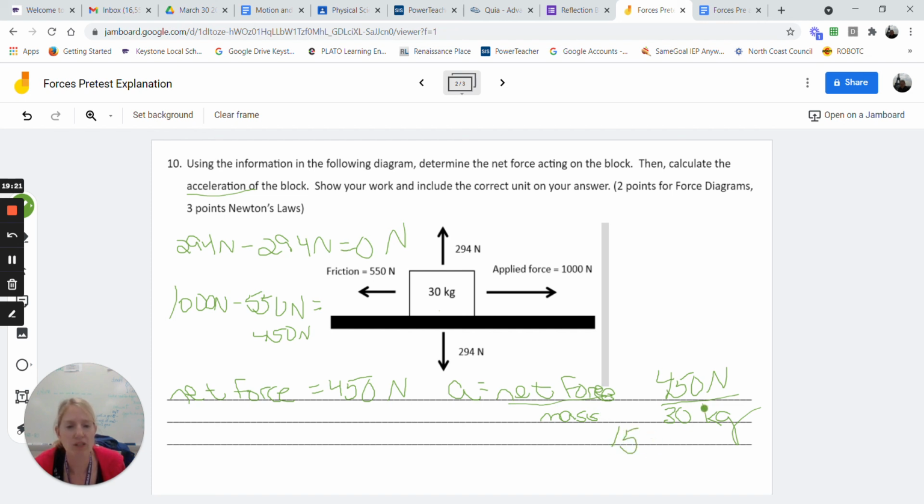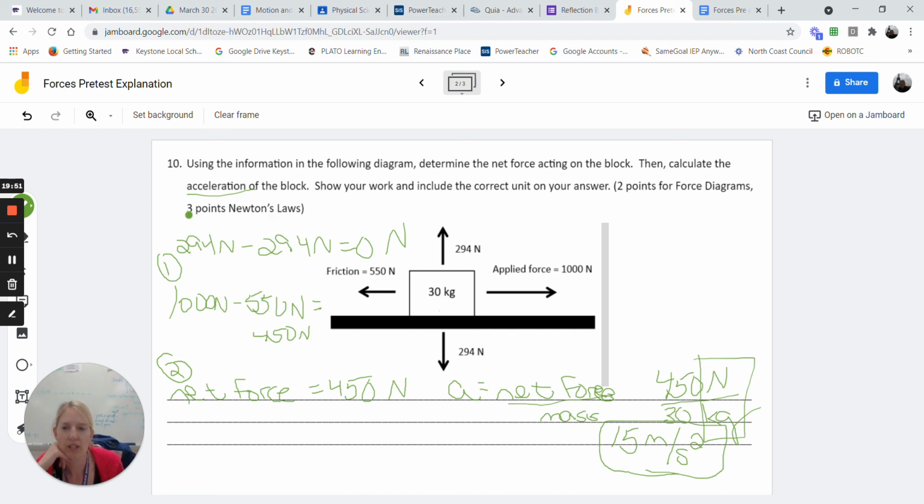Just like before, you could either use newtons per kilogram, or since it's acceleration and the SI unit for acceleration is meters per second squared, and these are also SI units, you can use meters per second squared. Okay, so how do we total that up? Like it says here, you're going to get 2 points for a force diagram, so that would be this. Showing your work is 1 point, having the right answer, 2 points.